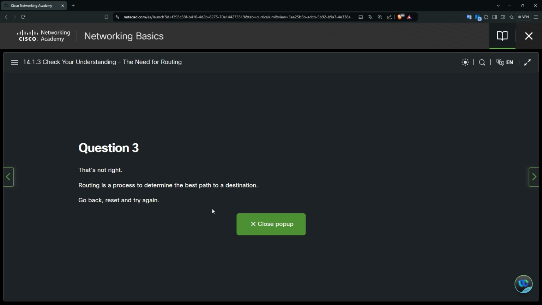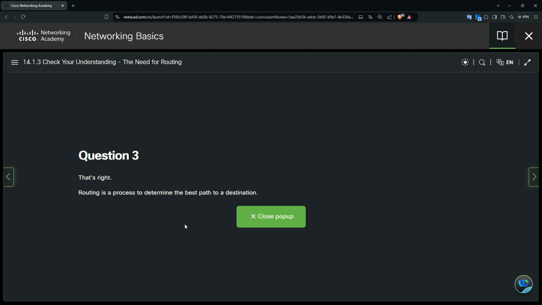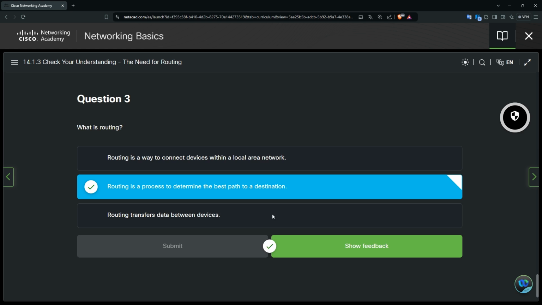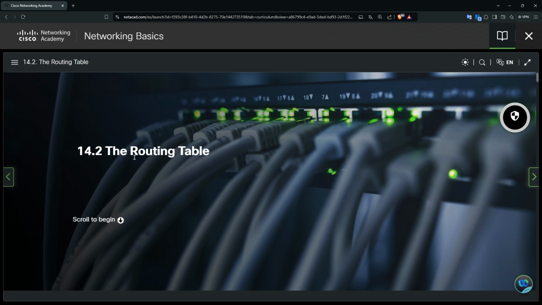Routing is a process to determine the best path to a destination. And the next topic is the routing table.